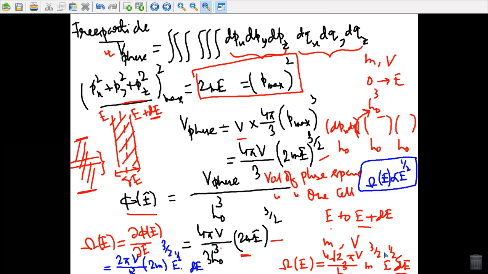The number of microstates in the phase space having energies between E and E plus dE is obtained by differentiating this equation of phi, as omega is nothing but the partial derivative of phi(E) with respect to E. Thus we have 4 pi V divided by 3 h cube, (2m) to the power 3 by 2, E to the power half, 2m delta E, which turns out to be this expression. And therefore we can say this omega(E) equals 2 pi V by h cube, (2m) to the power 3 by 2, E to the power half dE. These two expressions hold good for the same problem.